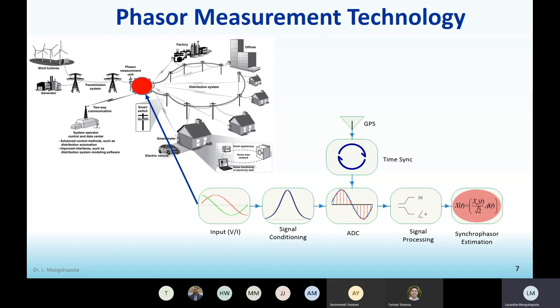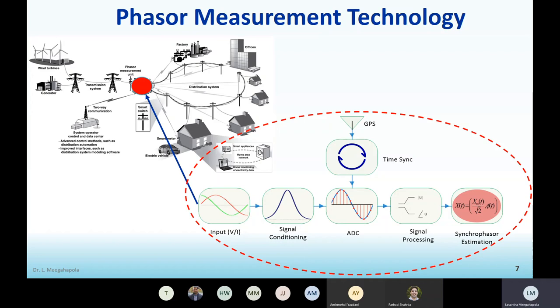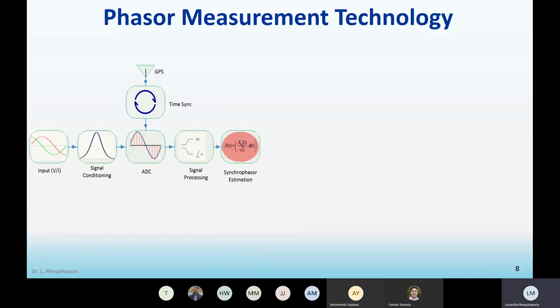The most important aspect is the GPS timestamping, because when it comes to the SCADA system, the problem is accurate timestamping. In the SCADA system, the data is captured instantaneously and timestamped according to the local clock. But with the phasor measurement unit technology, we can timestamp the data according to one single clock, which is coming from the GPS satellite systems. And then we process it and extract the phasor. After we extract the phasor, we can derive the frequency as well as the rate of change of frequency from that point.